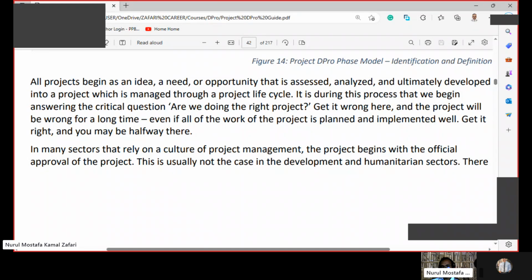And get it wrong here, the project will be wrong for a long time. Even if all of the work of the project is planned and implemented well, get it right and you may be halfway there. In many sectors that rely on a culture of project management, the project begins with the official approval of the project. This is usually not the case in the development and humanitarian sectors.